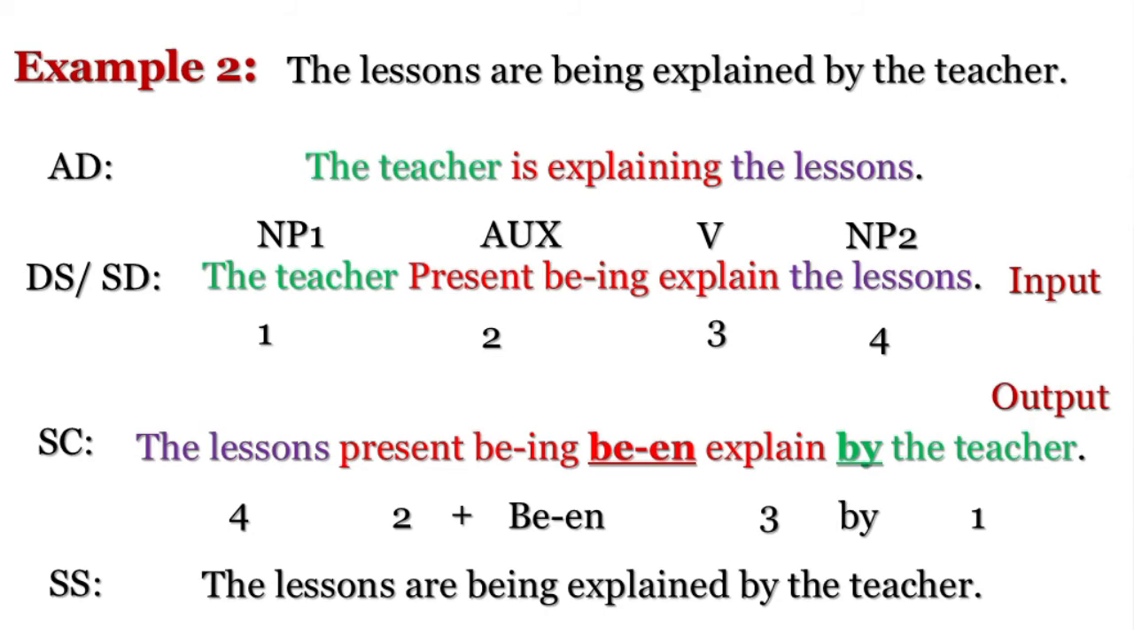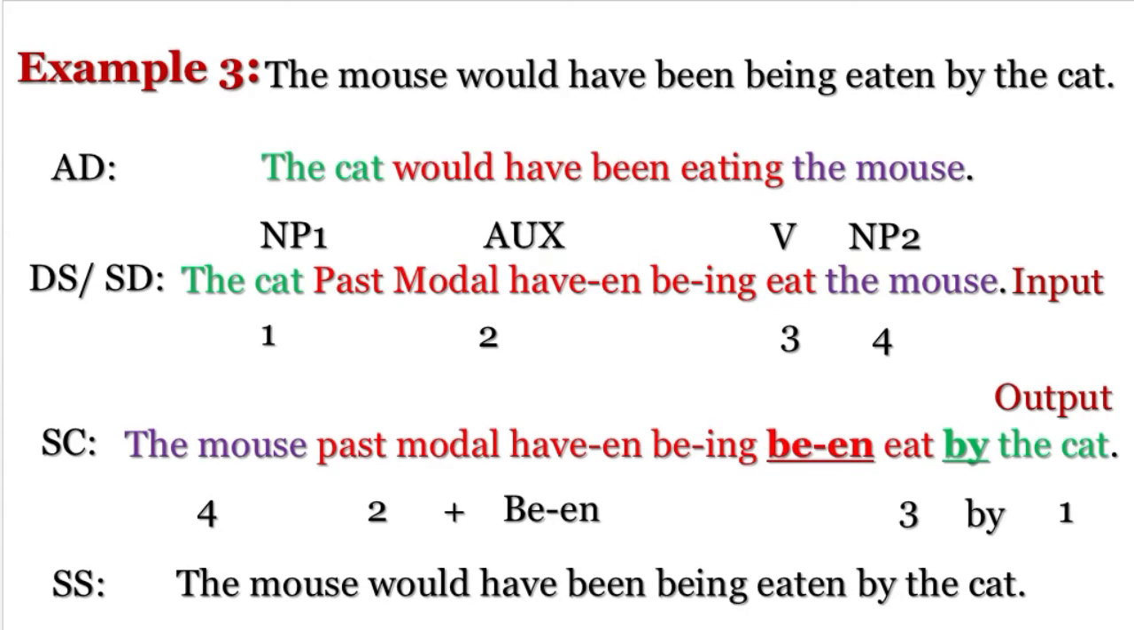After we apply the affix hopping rule, we get the lessons are being explained by the teacher, and that's it. And example number 3, which is the last example, we will see the mouse would have been eaten by the cat. As usual, we look for the active declarative of this sentence after removing all transformations, and we find that the active declarative is the cat would have been eaten the mouse.